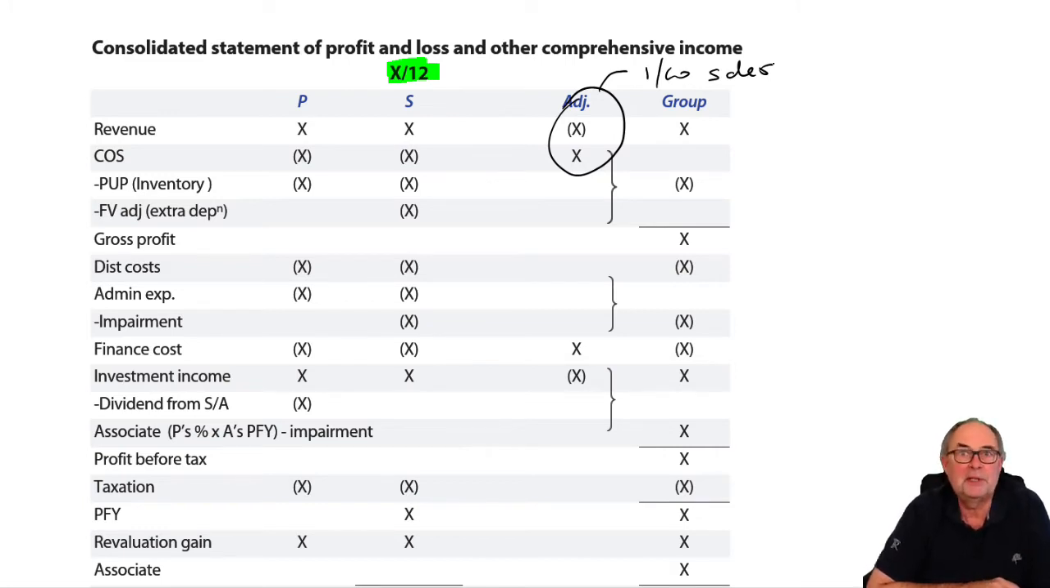You don't really need to worry in this exam about columns as such, because you will probably just list down your calculation as opposed to a cross. But the message, remember, is that unrealized profits, if you were ever asked, are adjusted in the books of the seller, and the extra depreciation on fair value adjustments will always affect the subsidiary.